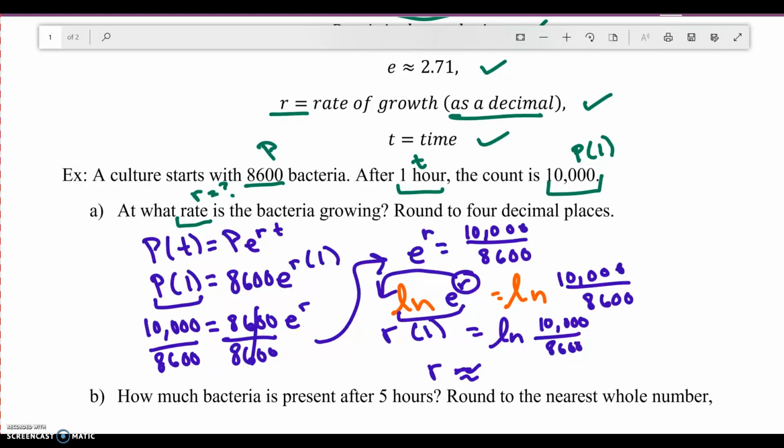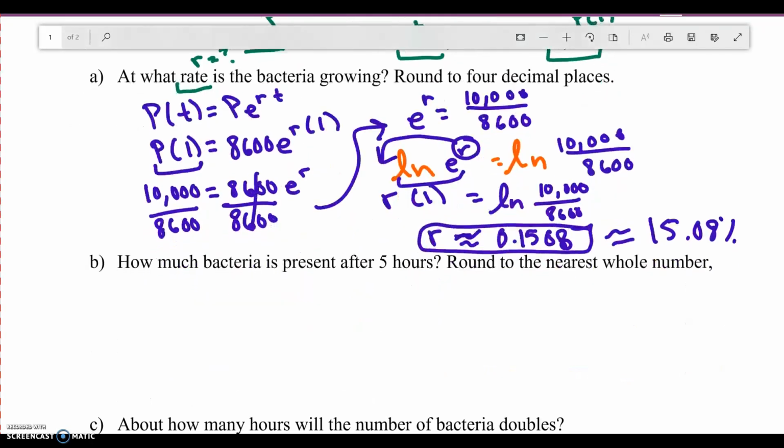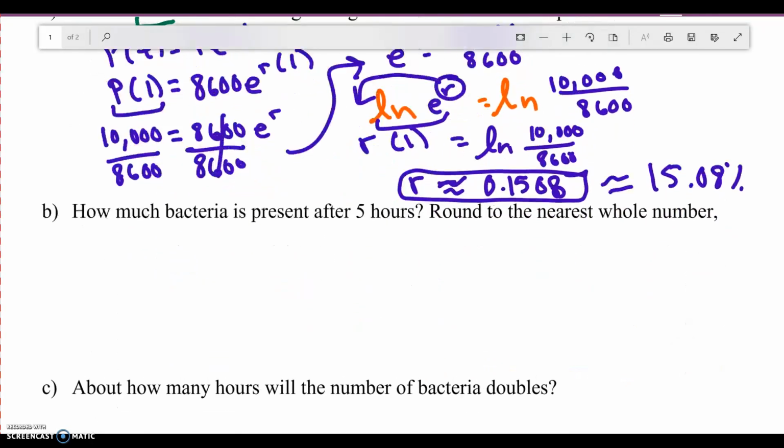That's just something that we put in our calculator. So ln of 10,000 divided by 8,600 is going to give me 0.1508. Okay, so that is going to be my rate. This is as a decimal. That's my rate, the rate at which it's growing. So it's about 15.08%. Okay. All right, so now how much bacteria is present after 5 hours?